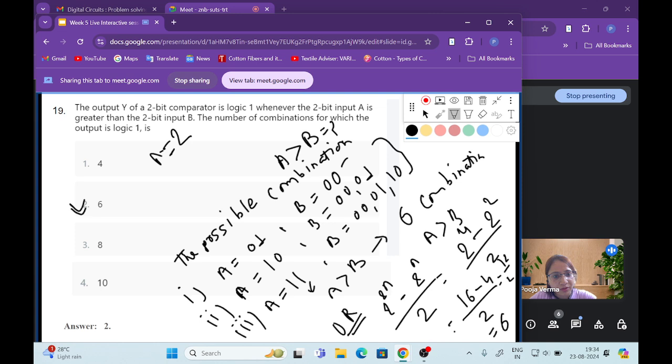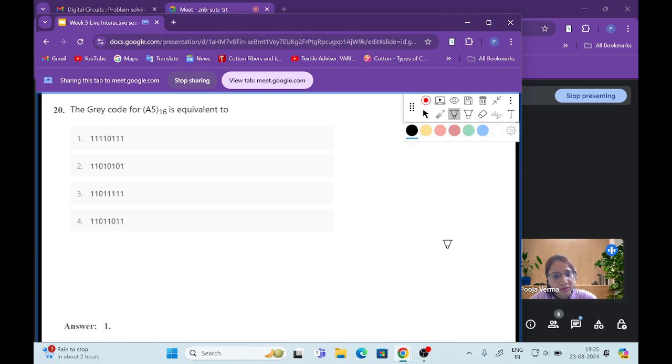Where 0, 0 is there. So for 0, 0, the possible combinations will be 0, 1, 1, 0 and 1, 1 in that case. And when it is 0, 1, then the possible combinations are 1, 0 and 1, 1. Again it is 6. Yeah, it will come 6. Okay. Have you got this? Yes, ma'am. Thank you, ma'am. Okay, so moving to the next question.